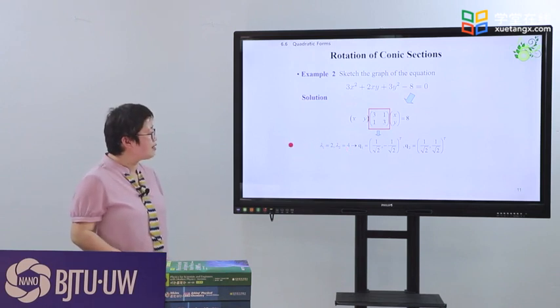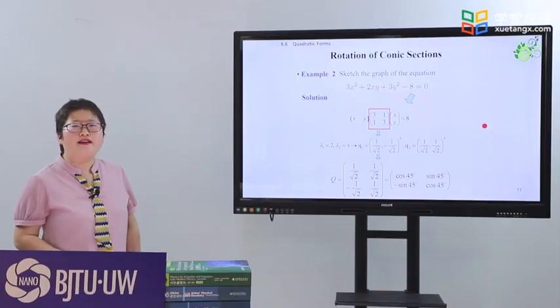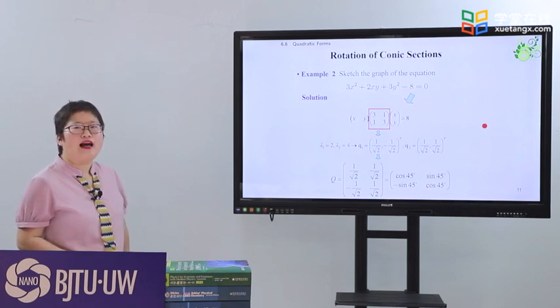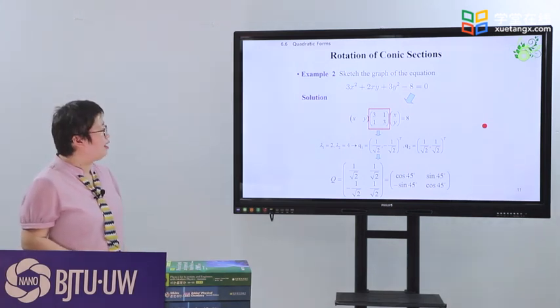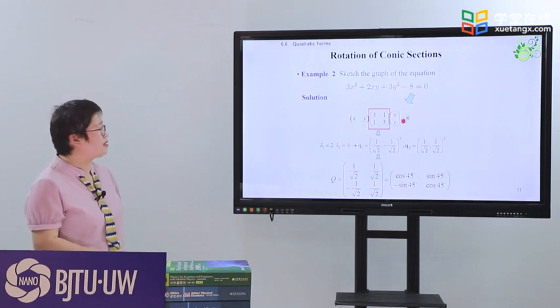Okay, so we have this Q. After this, we know that Q can be written in this form. The first column is this one, q1. The second column is this one here. So it's just like a rotation matrix, right? Cosine 45 degrees, minus sine 45 degrees, sine 45 degrees, cosine 45 degrees. So now we need to define the new coordinate vector. After we define this new coordinate vector, we try to simplify the matrix to be a diagonal matrix.